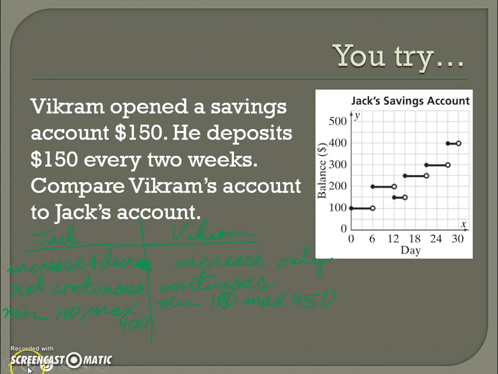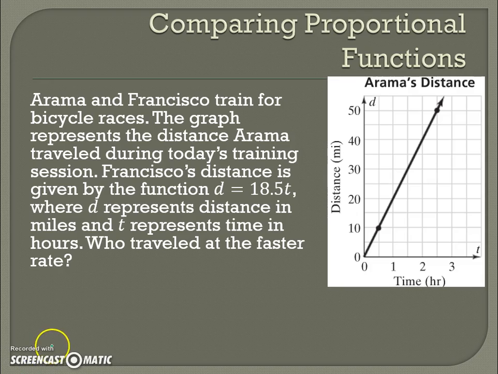All right, comparing proportional functions. It says Arama and Francisco trained for bicycle races. The graph represents the distance Arama traveled during today's training session. Francisco's distance is given by the function d equals 18.5t, where d represents distance in miles and t represents time. Who traveled at the faster rate?